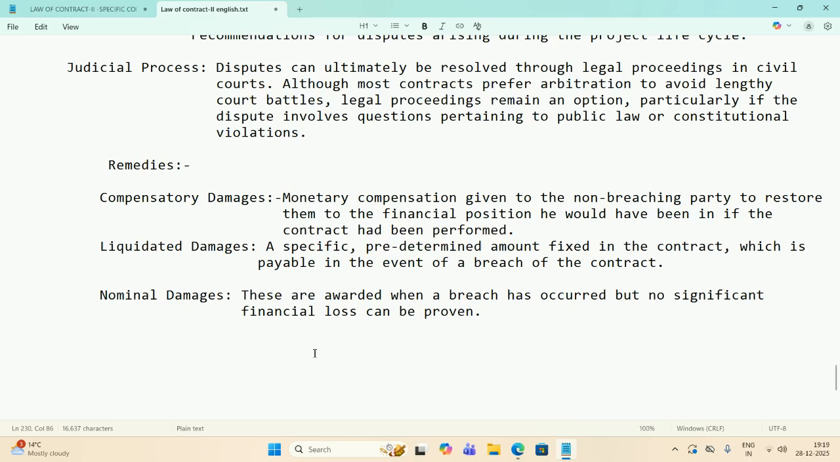So friends, these are all about the section of the law of contract. Hope you will find it very interesting, and on the basis of these sections, many university questions are asked. So just remember it.